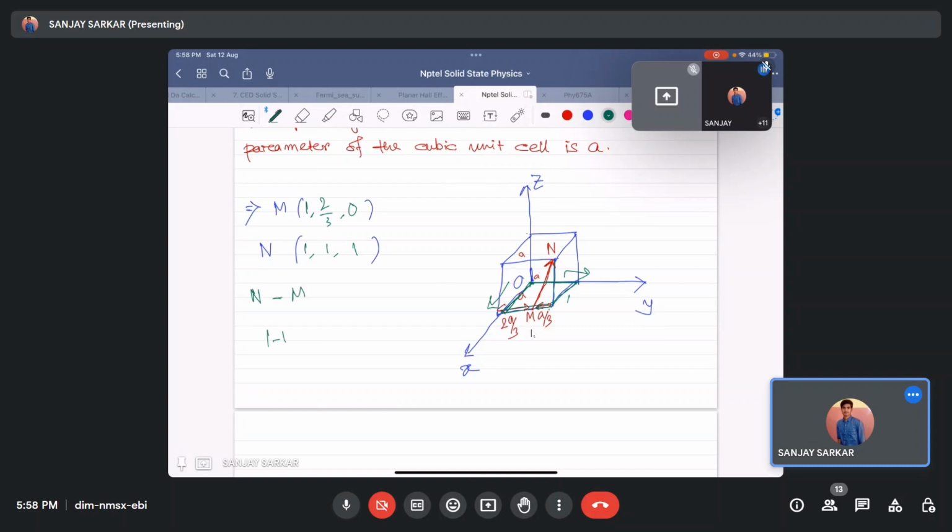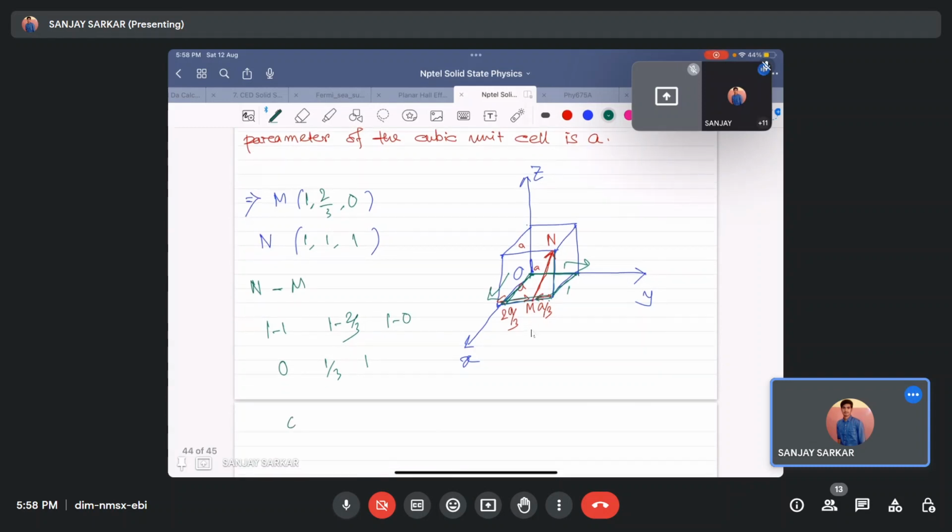So 1 minus 1, 1 minus 2/3, and 1 minus 0. So it is 0, 1 by 3, 1. You need to multiply this with 3. So 0, 1 and 3. These are the Miller directional indices for this vector MN.